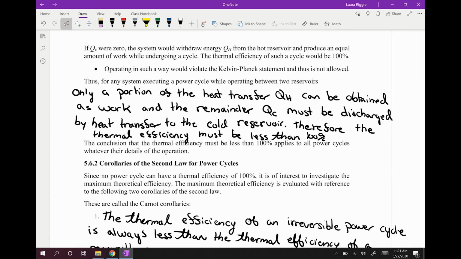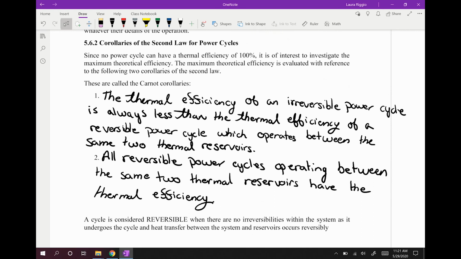Therefore, for any system executing a power cycle by operating between two thermal reservoirs, only a portion of the heat transfer QH can be obtained as work, and the remainder must be rejected to the cold reservoir as QC. Therefore, the thermal efficiency must always be less than 100%. This conclusion applies to all power cycles, whatever the details of their operation may be.